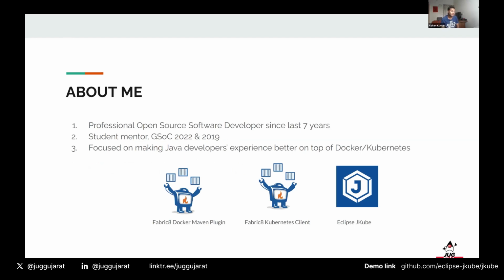I think the organizers already introduced me. I've been working at Red Hat as a full-time open source software developer for the past 7 years, and I have mentored students in Google Summer of Code 2022 and 2019. Over these few years, I have been focused on making the lives of Java developers easy, working with containers. So if you are using Docker or Kubernetes, what I build helps you in integrating Kubernetes and Docker into your workflows.